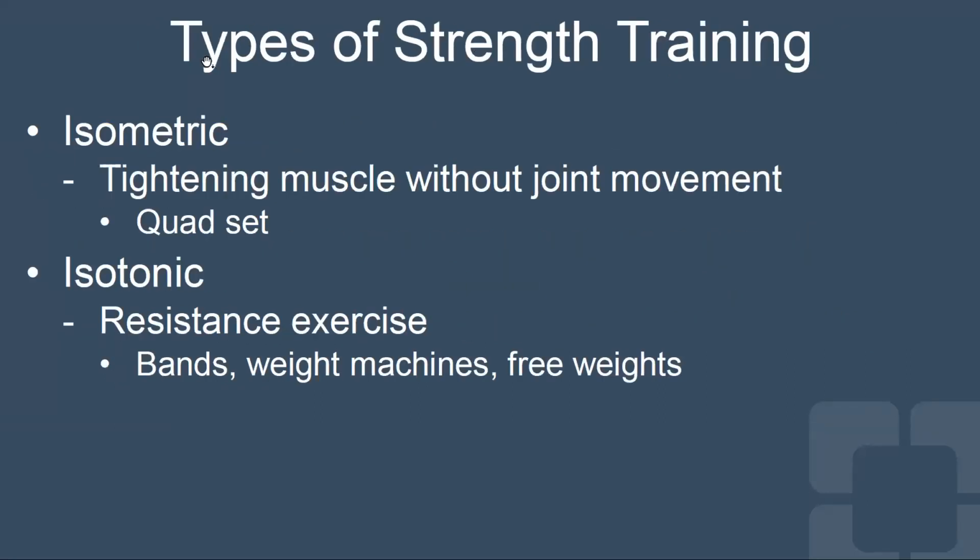All right, so 2 types of strength training. We have isometric strength training and then isotonic. Isometric is more of tightening or strengthening that muscle without joint movement. So they give an example of a quad set. That's one exercise we do in therapy. Whereas isotonic is probably what you guys are more familiar with. This is resistance training, so using bands, weight machines, and free weights. So you're moving through that available range.